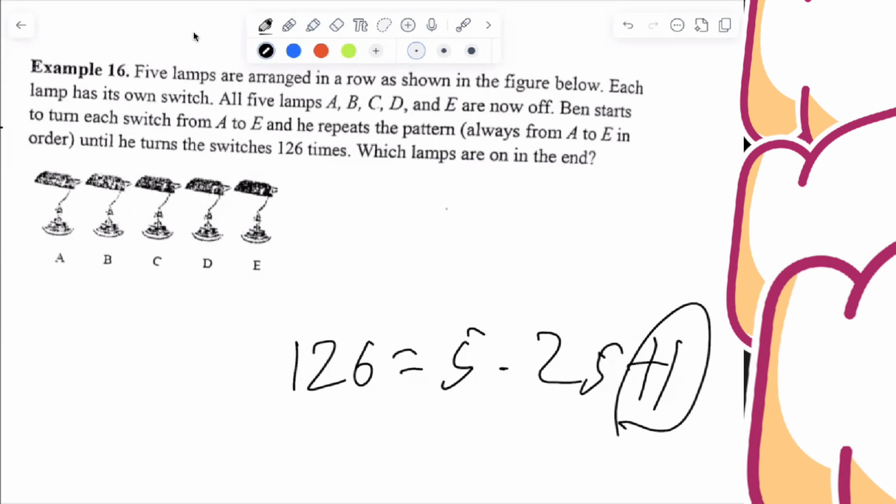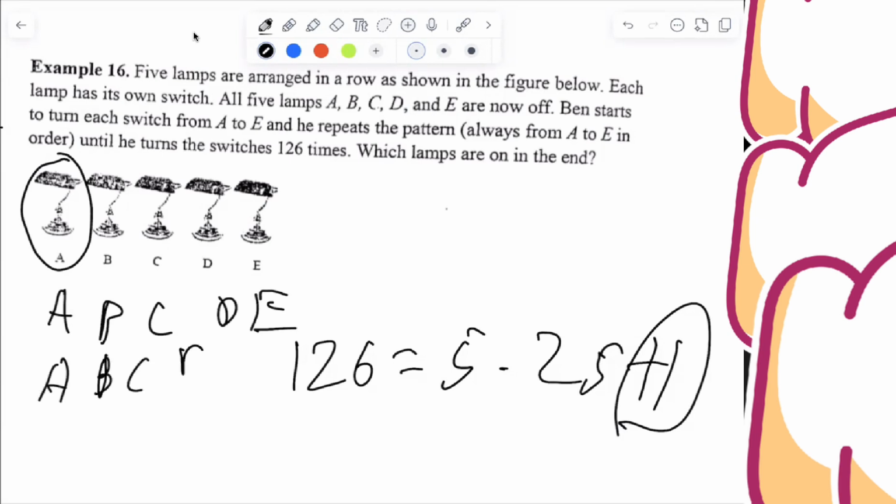Okay, since it's turned on an odd amount of times, we know that all of them are going to be on. So I think it's either A or E. No, it's going to be A that gets turned off, because on the first turn A, B, C, D, E are turned on. On the second turn A, B, C, D, E are turned off. And then so on.